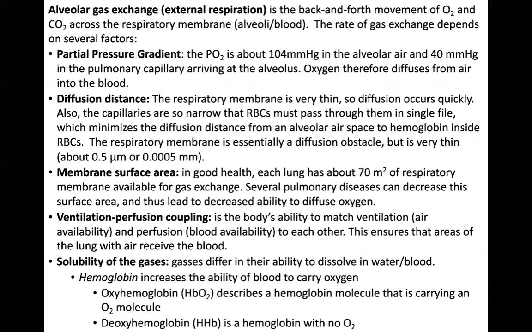PO2 at sea level is about 104 millimeters of mercury in our alveolar air. So PO2, 104 inside our lungs. It's about 40 millimeters of mercury in the blood that's arriving at each alveolus. A pressure gradient exists, right? 104 is bigger than 40. Pretty good difference, 64 millimeters of mercury, driving that oxygen from our alveoli into the blood. And it's an easy diffusion that takes place.